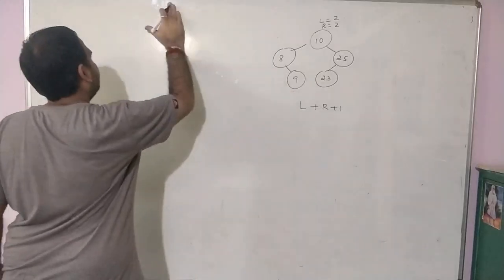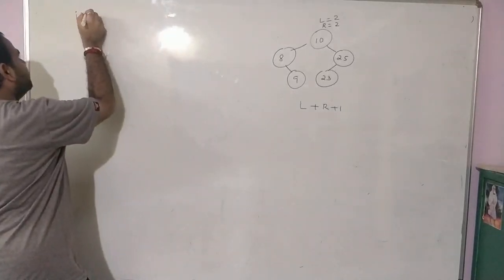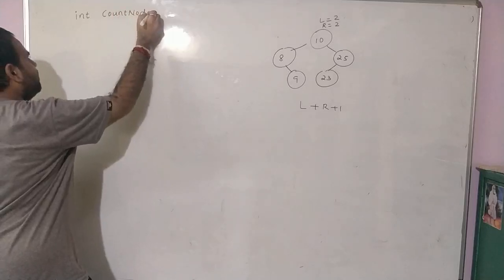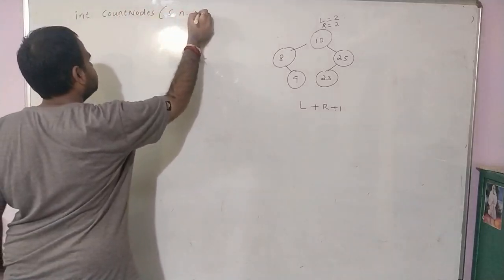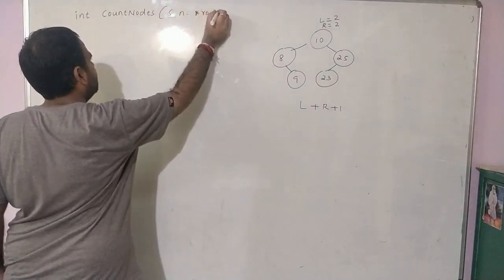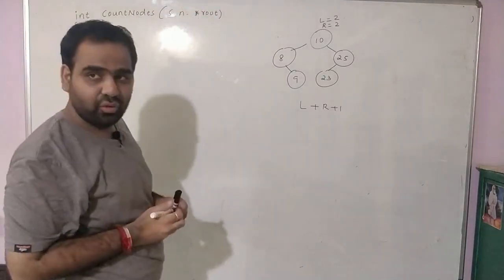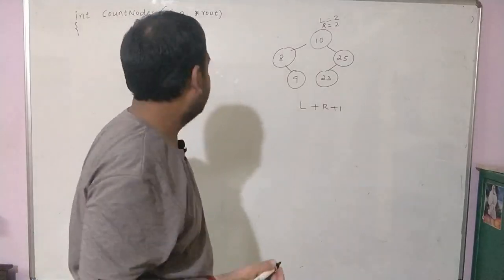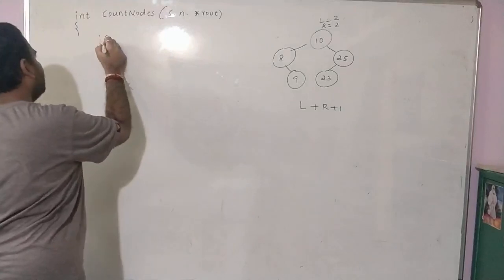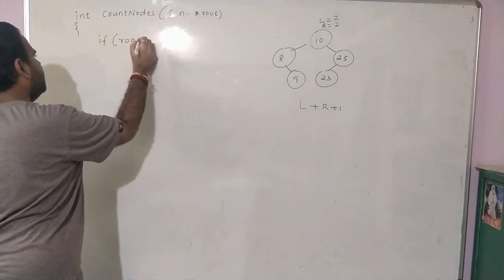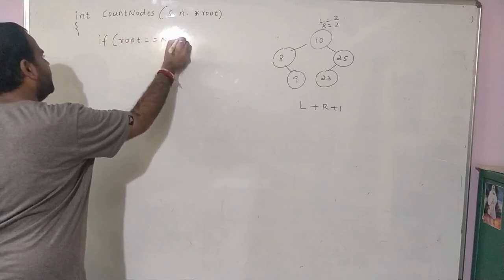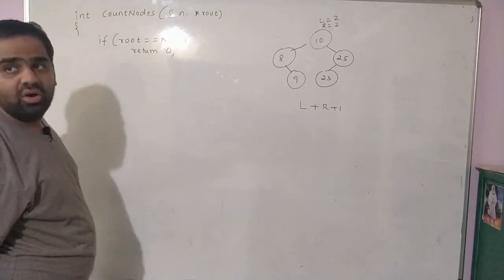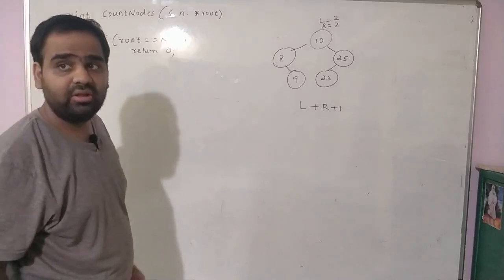Now here we need to find the number of nodes. Let us say the function name is int count nodes. And what is the first parameter we need? We need a struct node star root. Now if the value of root is null, can there be any node over there? There cannot be any number of nodes. Therefore, we write here if root is equal to null, there is no node, and if there is no node, what do we do? We return 0 because there is no node.